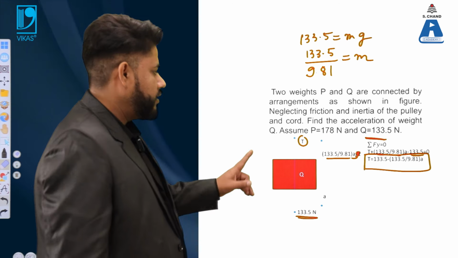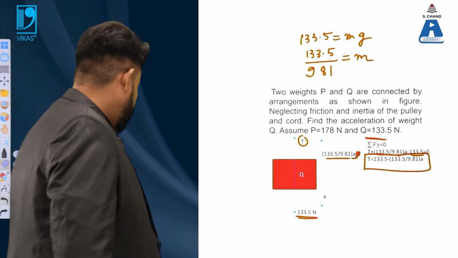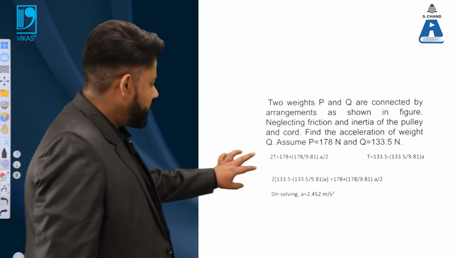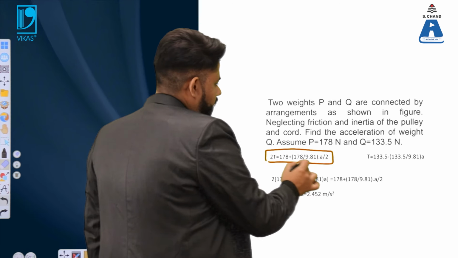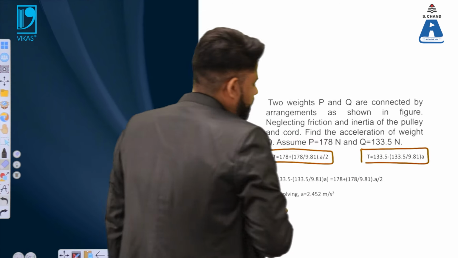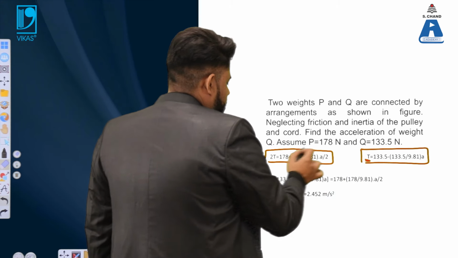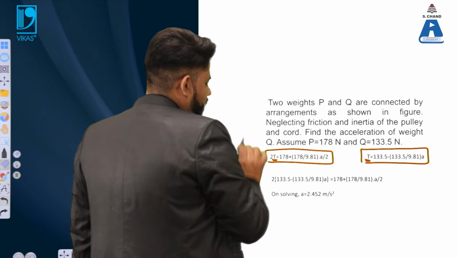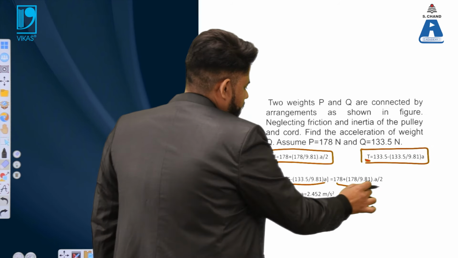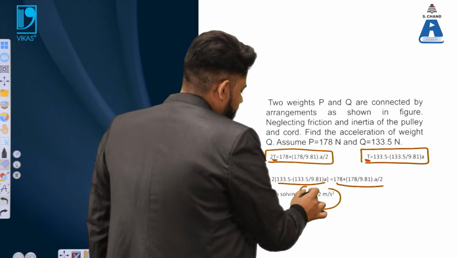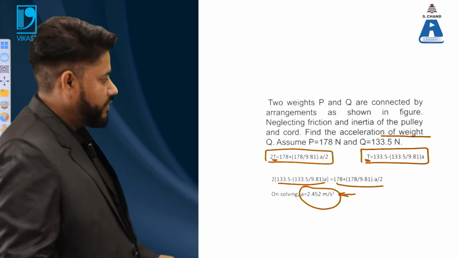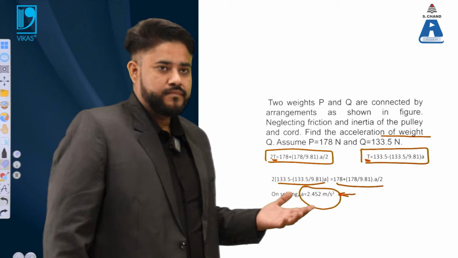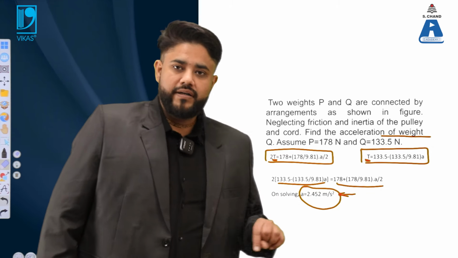Now both of them give values of tension. You need to mention that you have obtained these two values, one from the first part and one from the second Q part. This T can be substituted in this equation so that one equation comes out, and on solving, the acceleration's value is 2.452. That is what was required in the question, the acceleration of the weight Q. If the acceleration of the weight P was required, you have to divide it by 2.